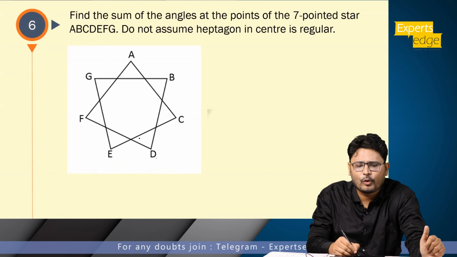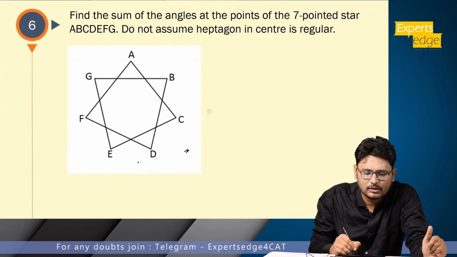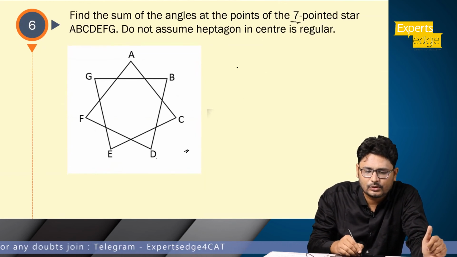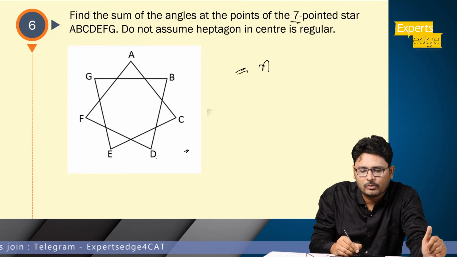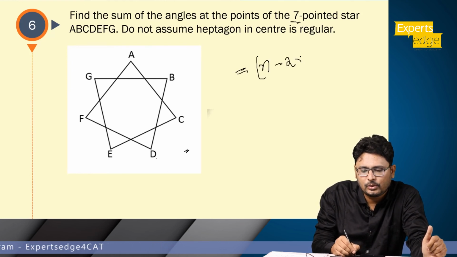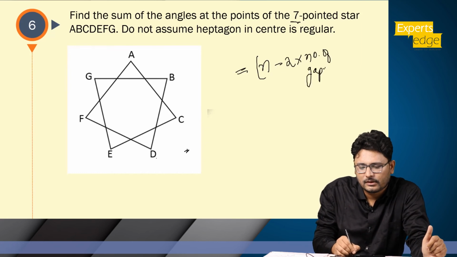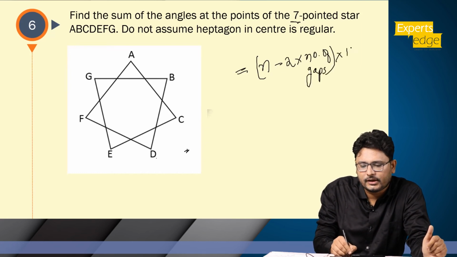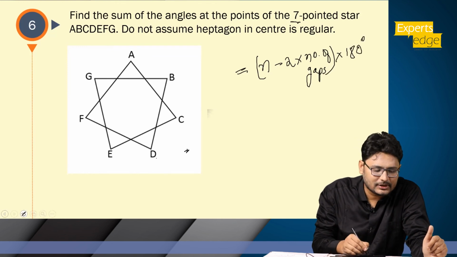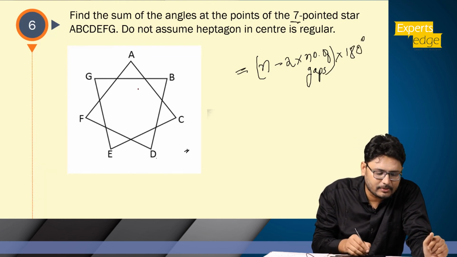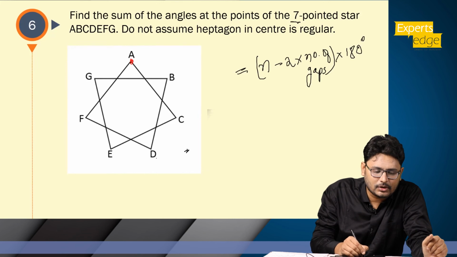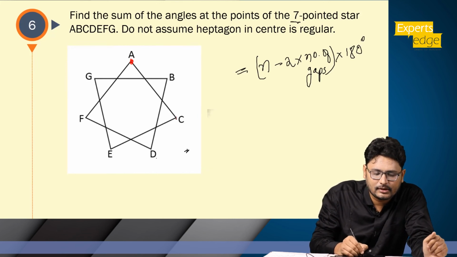Now this is a 7-pointed star, okay? 7-pointed star. So क्या होगा मेरा आंसर? मैं एक बार फॉर्मूला रिपीट करता हूँ, n minus 2 into number of gaps into 180 degree. ठीक है? So कितने गैप्स से कोई भी एक वर्टेक्स पकड़ लो. Let's say I pick up A से straight कहाँ पे जाऊंगा? A से straight I'll go to C, right?